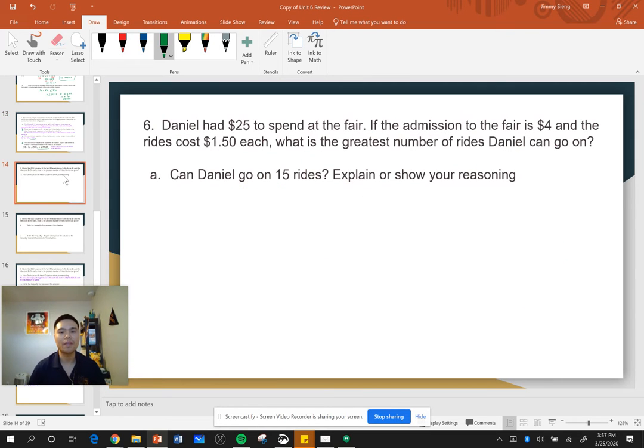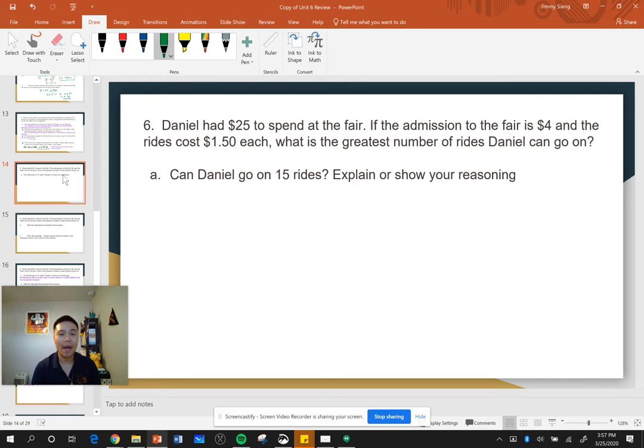Let's try another one. So Daniel had $25 to spend at the fair. That's his maximum amount. If the admission to the fair is $4 and the rides cost $1.50 each, what is the greatest number of rides Daniel can go on? Okay, let's wait on solving that, but let's do A, B, and C on this part first.